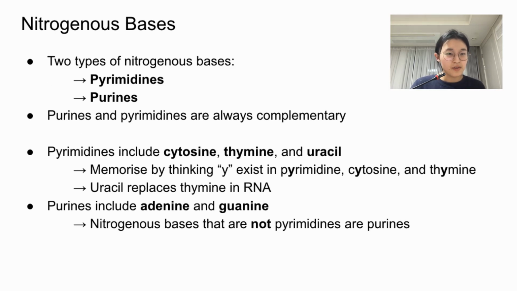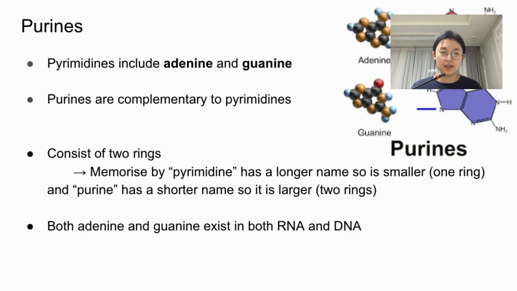Right, in our next video, we'll be looking into the two types of nitrogenous bases, pyrimidines and purines, and their detailed properties.